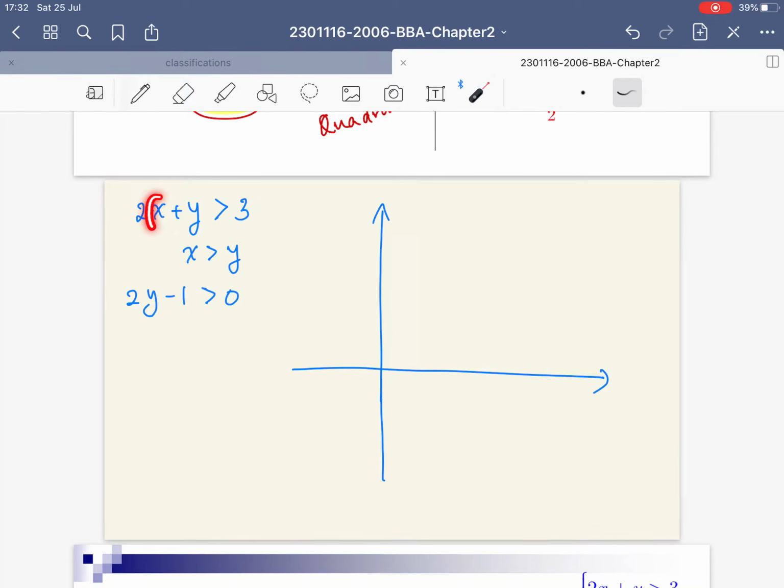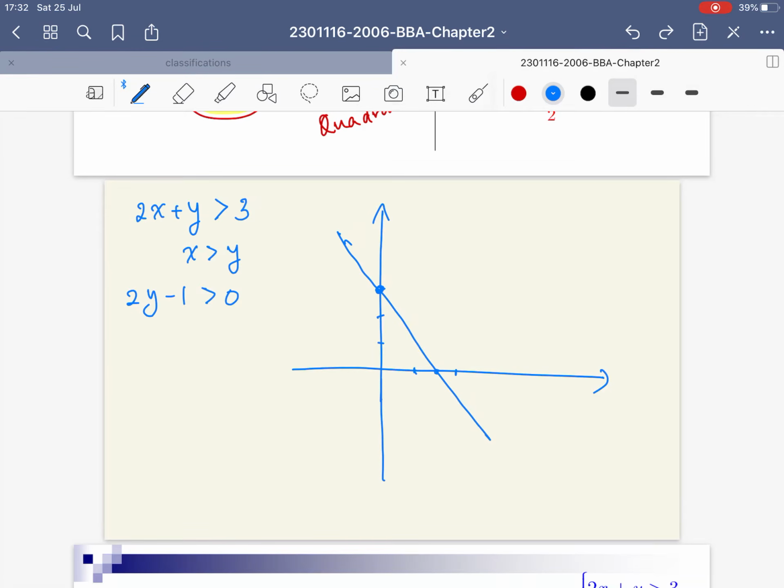if you let your x be 0, your y becomes 3. So here 1, 2, 3, let's say. And if you let your y equal 0, your x becomes what? x is 3 over 2. So just pretend that it is equal first. So your 3 over 2 seems to be here. So I just use the blue one to represent this line.